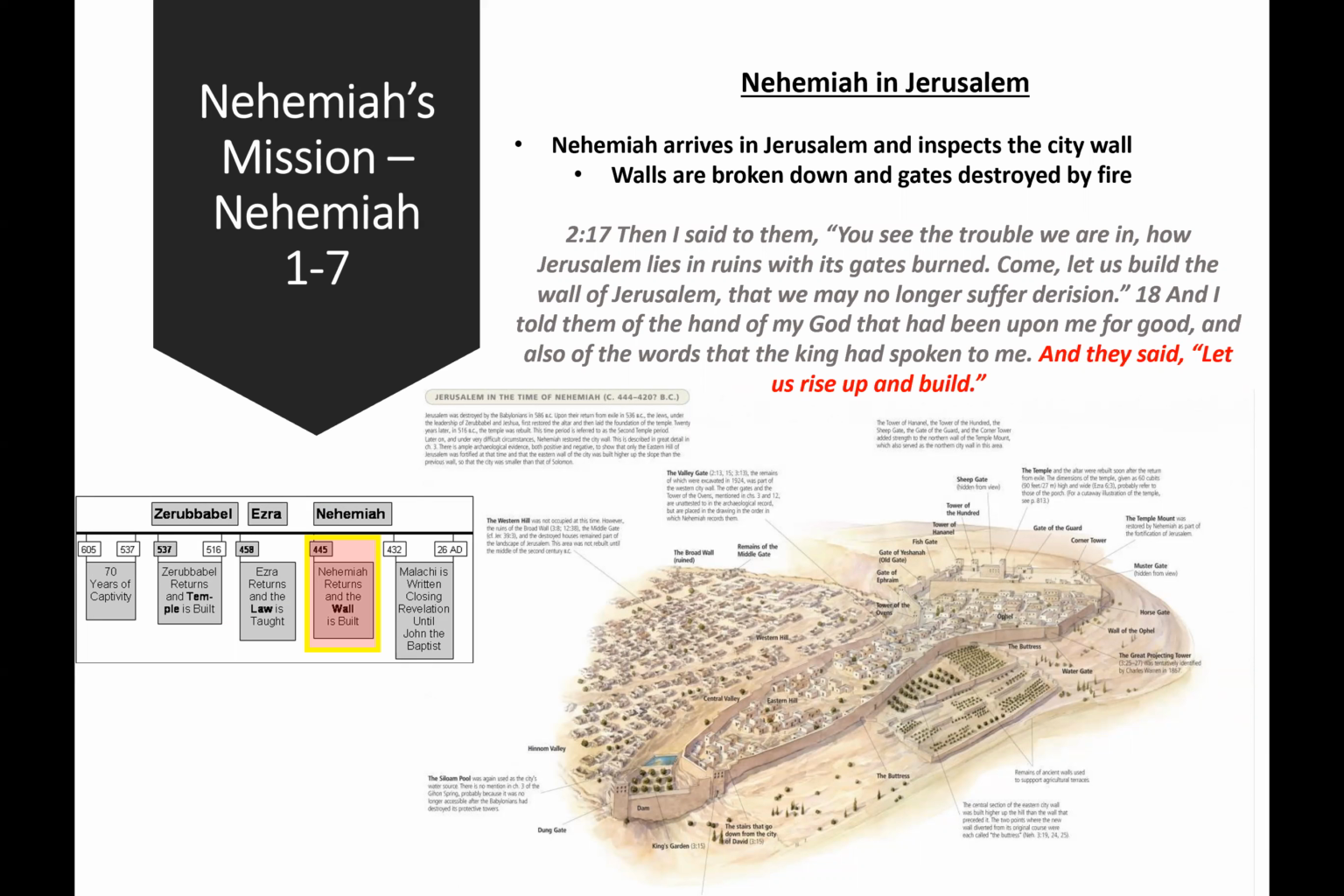Chapter 2, verse 17. Then I said to them, "You see the trouble we are in, how Jerusalem lies in ruins with its gates burned." This is Nehemiah talking to the people in Jerusalem. "Come, let us build the wall of Jerusalem, that we may no longer suffer derision." And I told them of the hand of my God that had been upon me for good, and also of the words that the king had spoken to me. And they said, "Let us rise up and build."